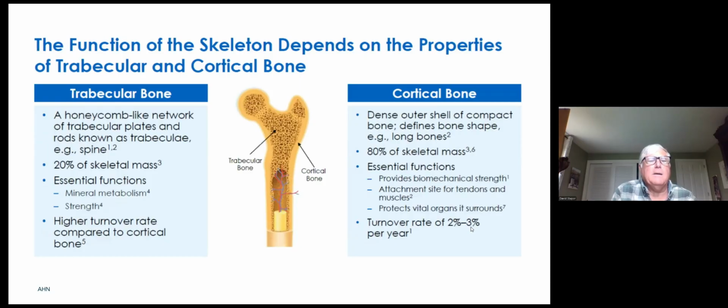And think of the spine. It has a high turnover rate compared to cortical bone. Cortical bone is the dense outer bone, 80% of skeletal mass, so it's much thicker. Think of the long bones of the skeleton, like the femur or the hip. The turnover rate is much less, and it provides most of the strength.